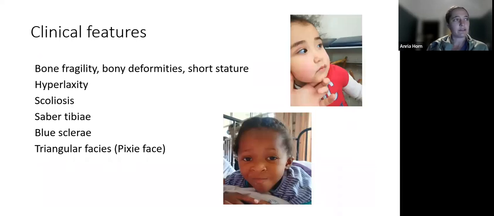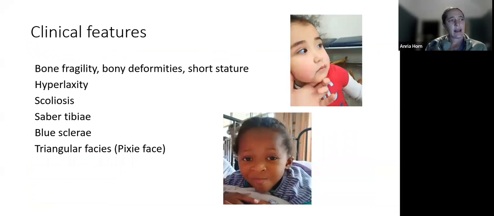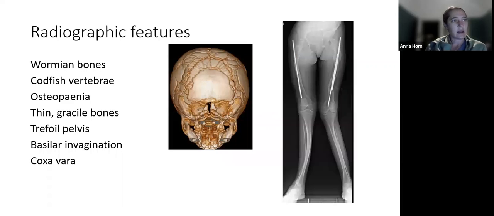So we know the clinical features, but just to recap: bone fragility, deformities, and short stature, of course, hyperlaxity, scoliosis, bowing of the tibia, blue sclerae only in type 1 and 2, and then they get this fairly typical facial features with, we used to call it a pixie face, but it's triangular faces. So fairly large head and then triangular chin.